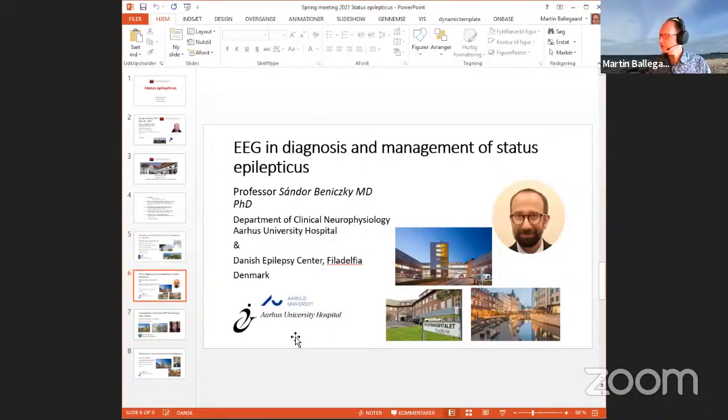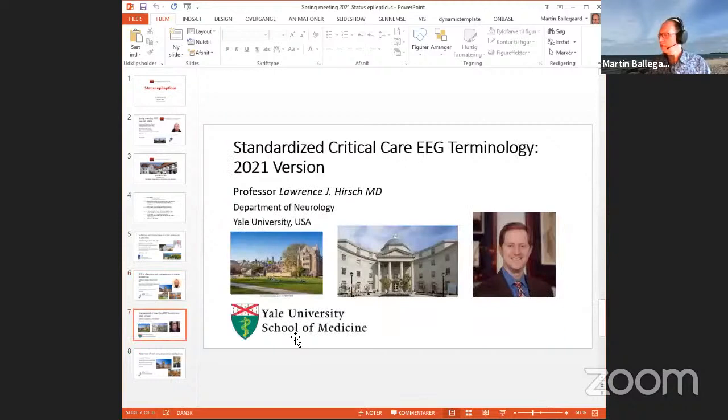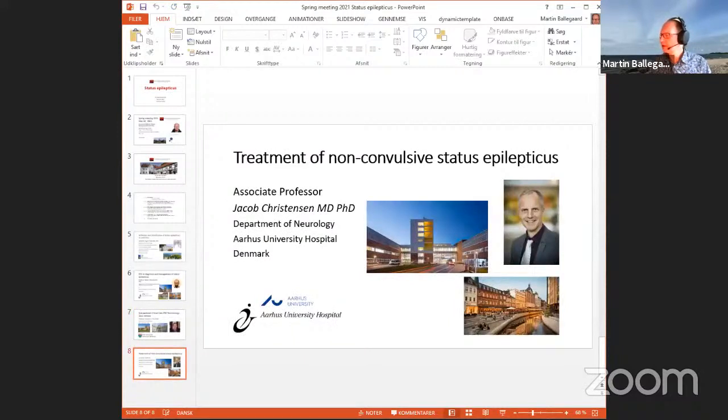Second, Professor Sander Benitsky will talk about how EEG is used in the diagnosis of status epilepticus and how it could help in guiding the clinical management of the patient. Third, Professor Lawrence Hirsch will help us getting the EEG terminology right, now in its latest version from this year. Through the use of common terminology, we will have the right context to choose between treatment options in the critically ill patient. Last, we will ask Professor Jakob Christensen to help us use the information we just heard about in order to choose the right treatment for status epilepticus after the initial treatment has proven non-effective.